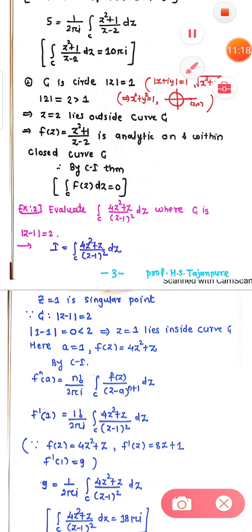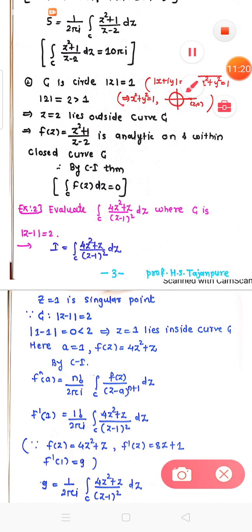You can see that geometrically also. Modulus of x plus iy is nothing but x² + y² = 1. This is the circle having center at (0, 0), radius 1, and you can see the point 2.